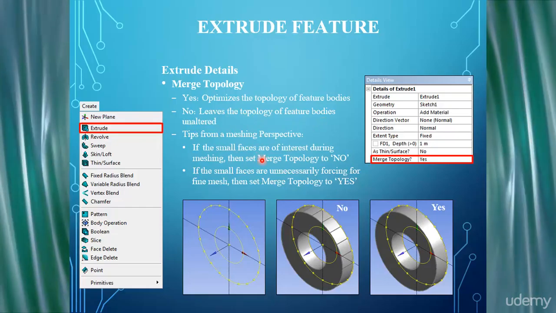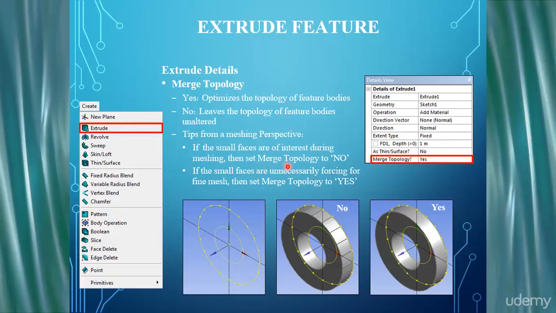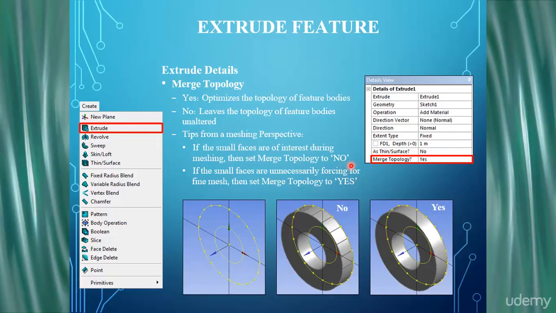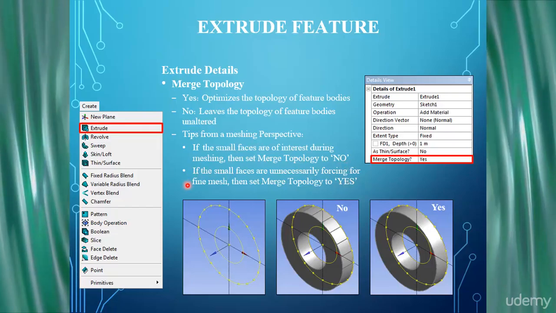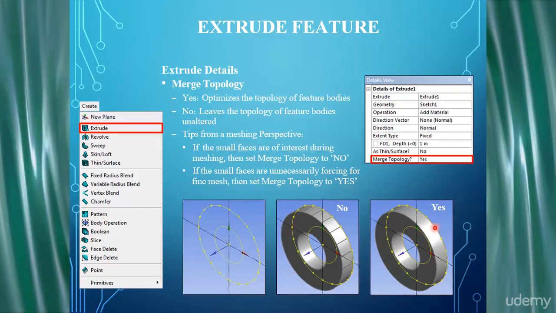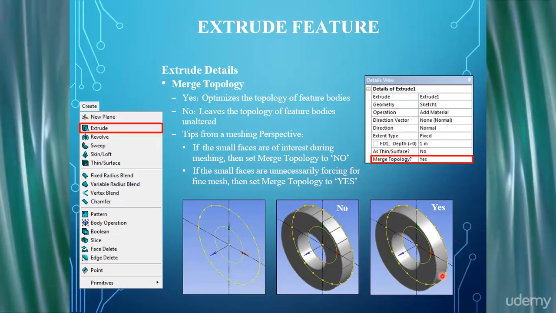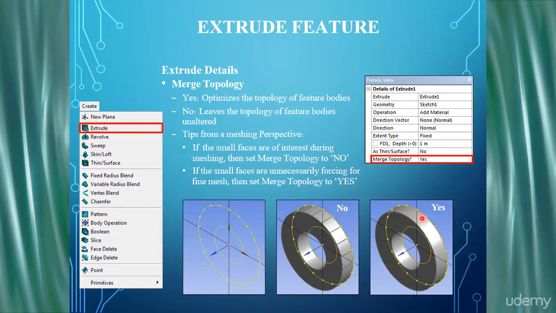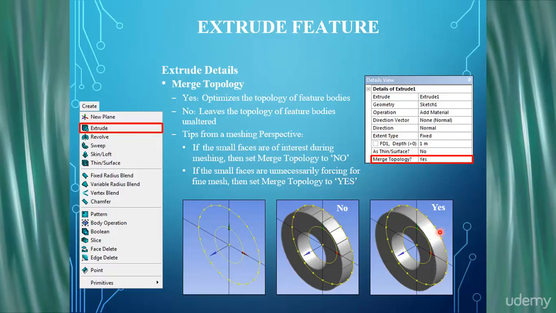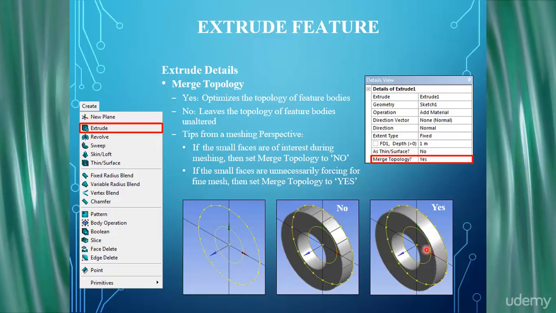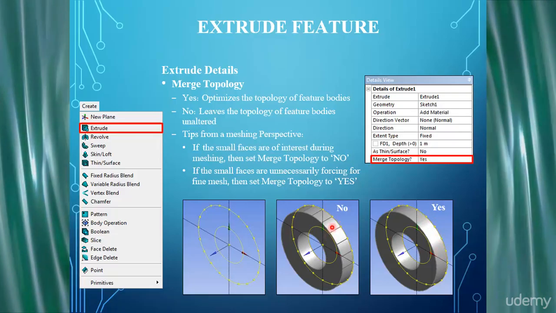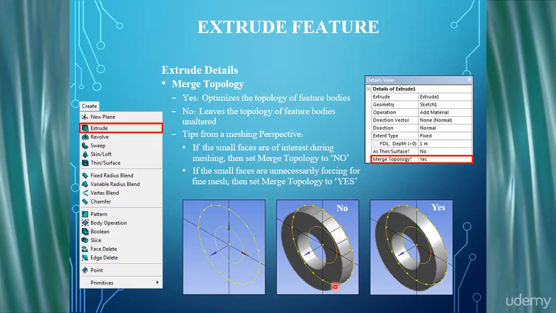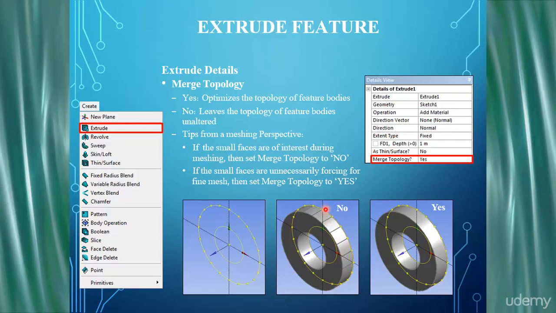So some tips are given here. If small faces are of interest during meshing, then we can set it to no. But if they are unnecessarily forcing a fine mesh, then we can switch it to yes, because if we have all of these lower faces which are merged together as shown in this example here, it prevents us from being restricted with placement of the nodes. Because when we get to meshing, all of the mesh nodes will have to line up on all of these intermediate edges which make up these lower entities, to define all of these faces.